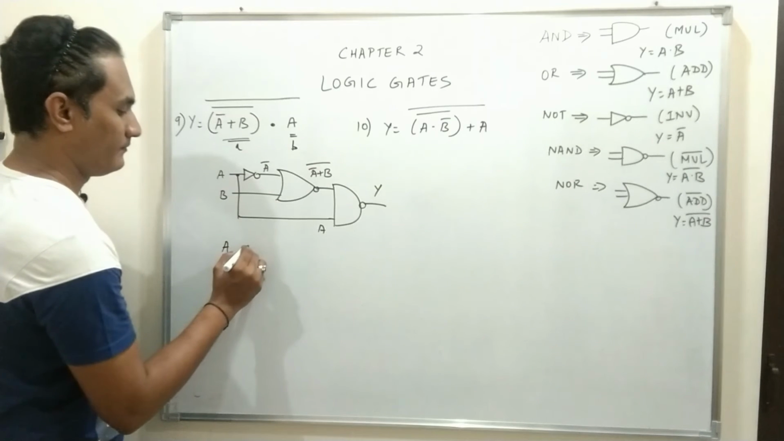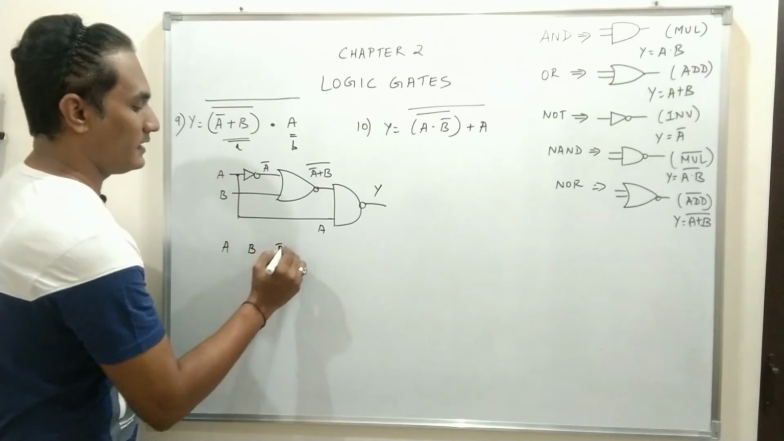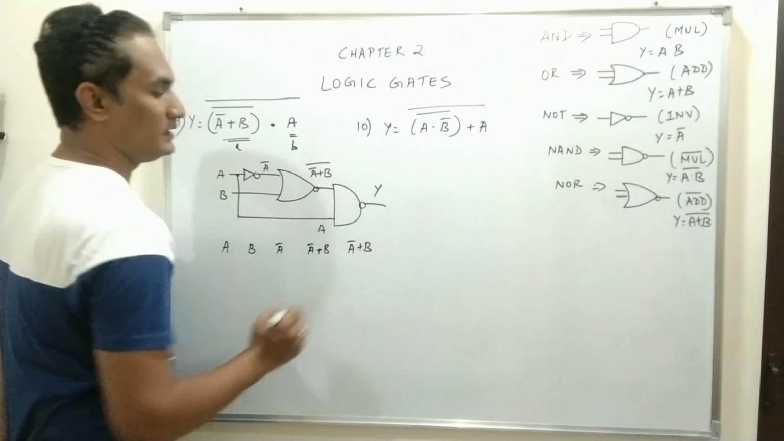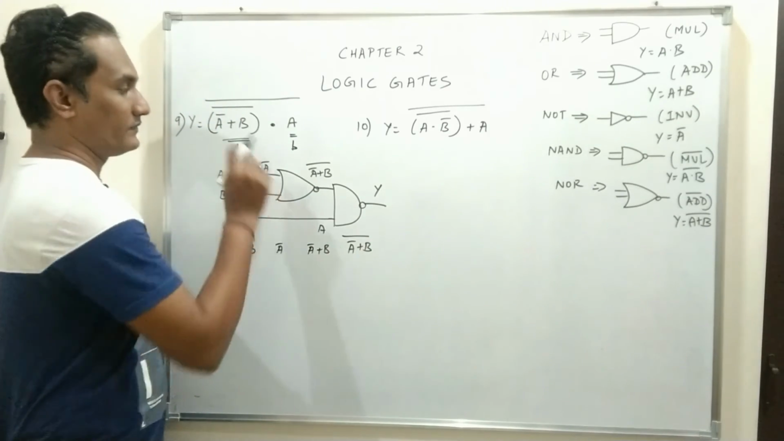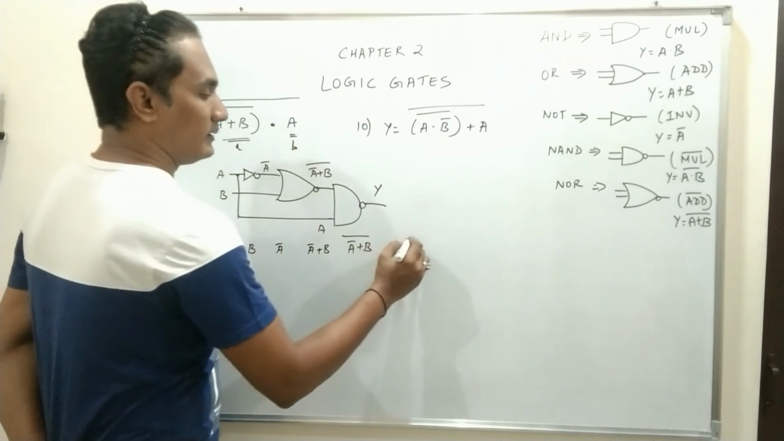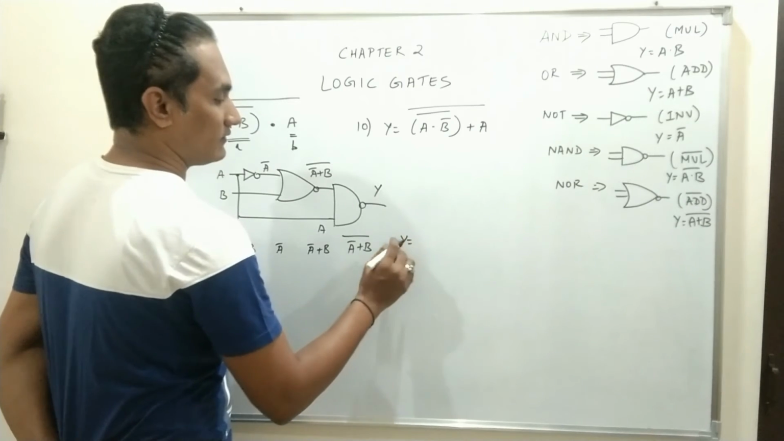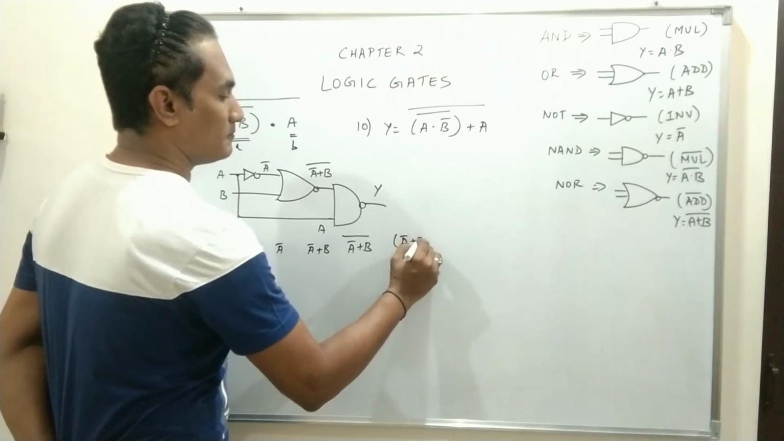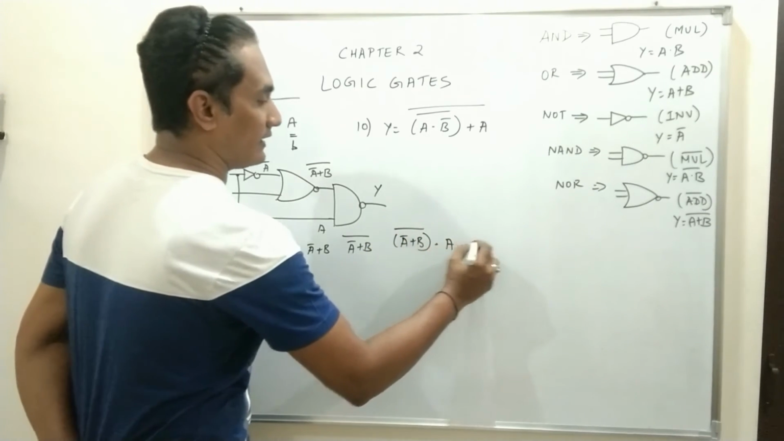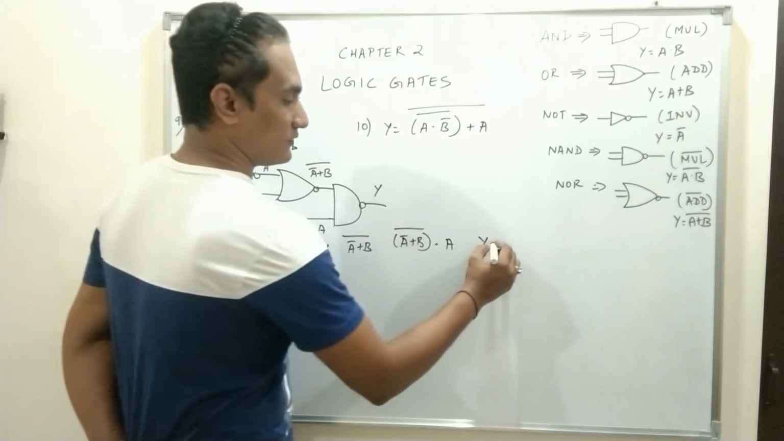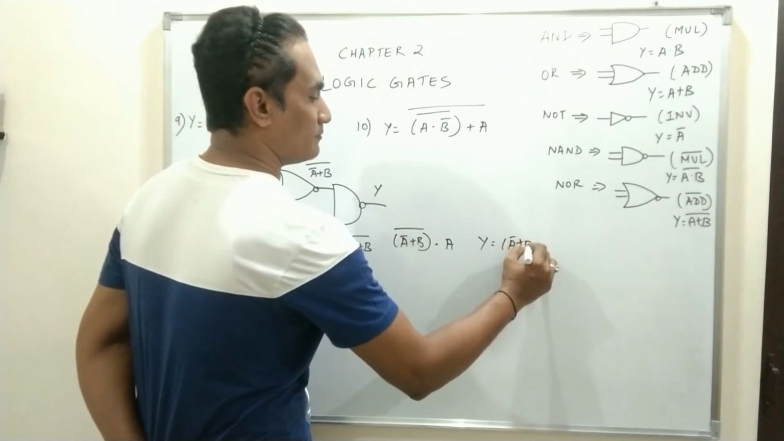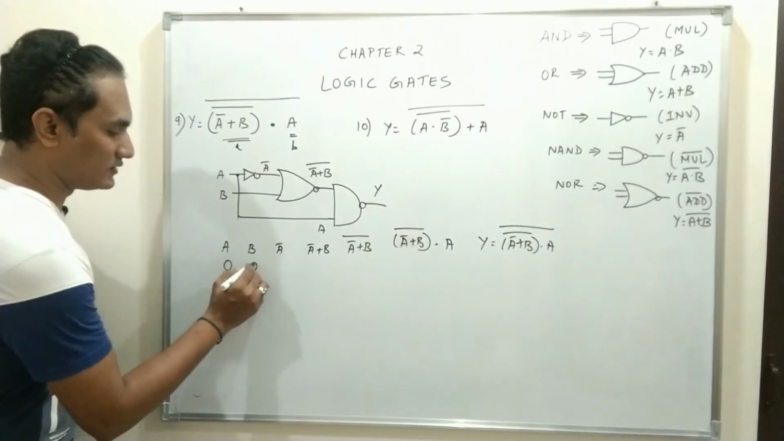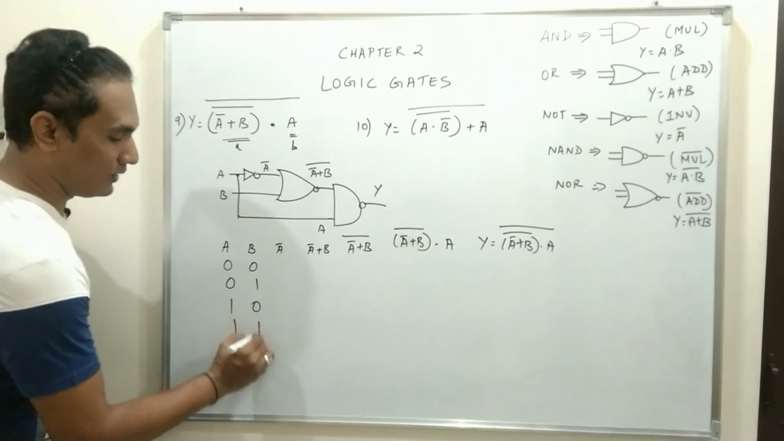Next is the truth table part. So it will be A, B, A bar, then A bar plus B, then A bar plus B whole complemented. That means this expression, and then the output Y. First for Y, we will write A bar plus B whole bar dot A, and Y is the complement of this. So Y will be A bar plus B dot A, this complement, whole complement. So it will be 0 0, 0 1, 1 0, 1 1.